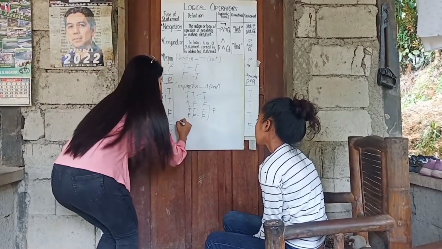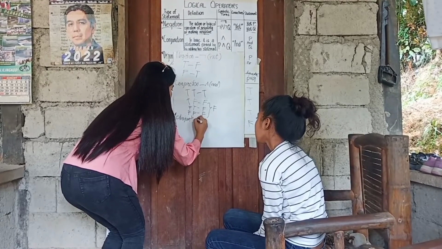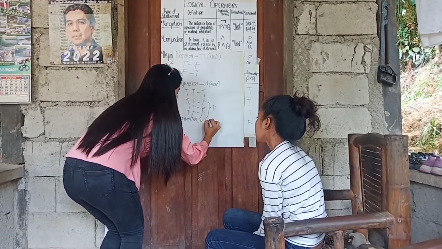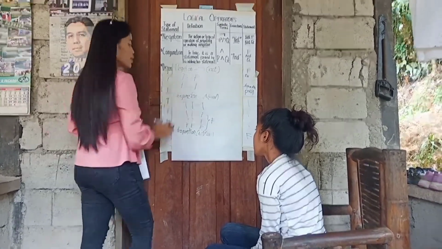So, kay disjunction naman, the symbol is like the letter V, denoted by the word "or". So, ito yung tatandaan natin kay disjunction. Magkaiba sila ng rule ni conjunction.